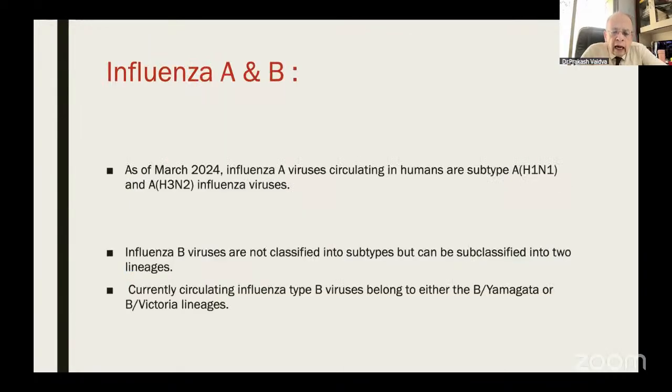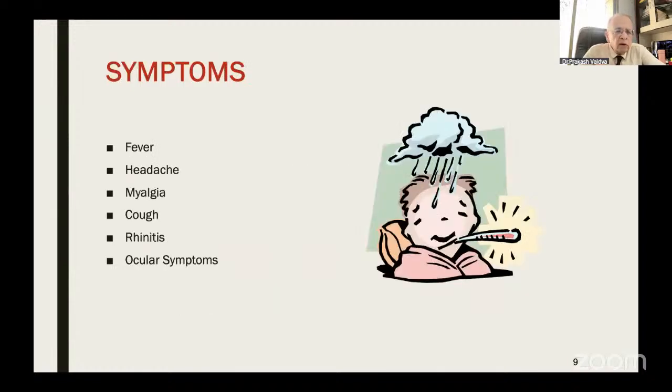So as of now, influenza A viruses circulating in humans are mostly A H1N1 and H3N2. But as I'll talk a little later, there are a few other viruses also. As far as the other important virus, B, is concerned, it is not classified into subtypes, but into 2 lineages, the B Yamagata and the B Victoria. So this is about the virus which is causing so much widespread devastation.